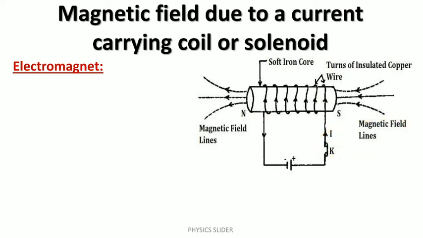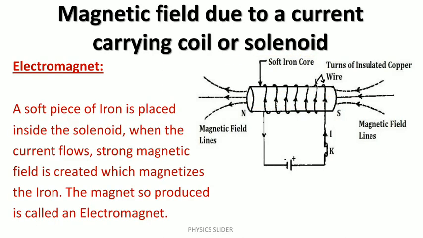So whenever we insert a soft iron core inside the solenoid, it gets magnetized, and that magnet which is produced with the help of the solenoid is called an electromagnet. Getting my point? When we insert a soft iron core inside a solenoid, this soft iron core is converted into a magnet which is called an electromagnet, and hereby we can produce the magnetic effects in a soft iron core with the help of a solenoid.